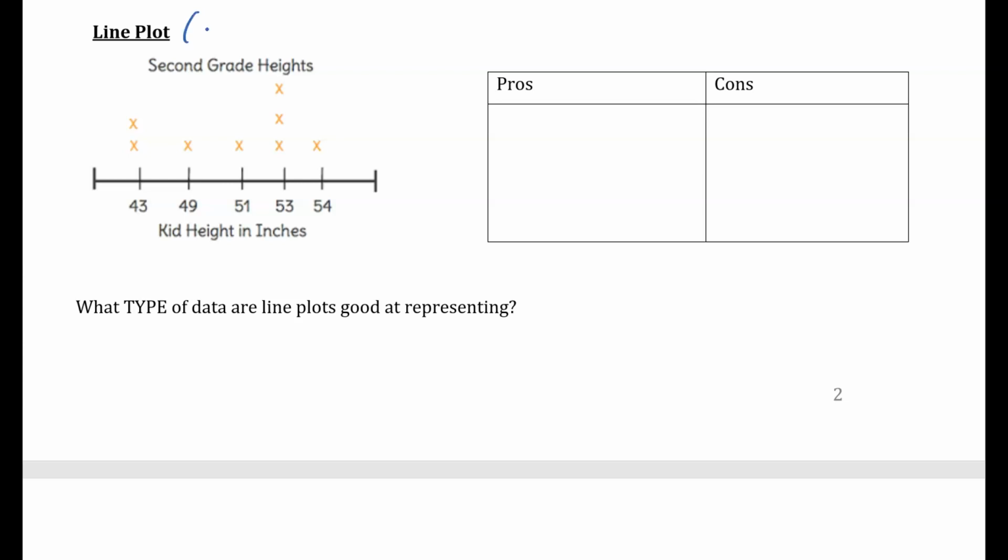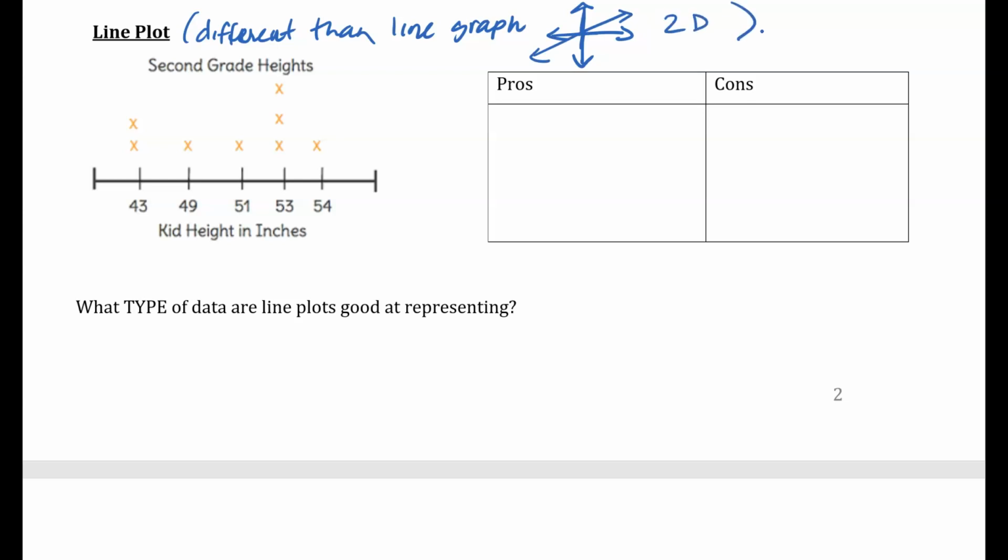So I'm just going to make a note. Different than line graph, and I'm just going to do a quick sketch. We'll get to this later, but a line graph would be where you have something like this, where it's two-dimensional. So there's an X and Y.